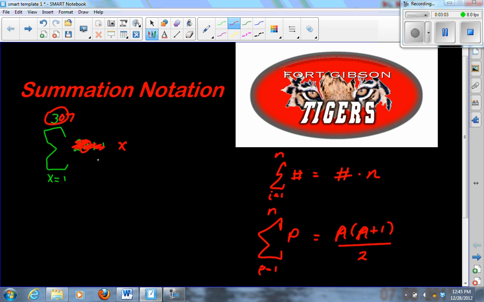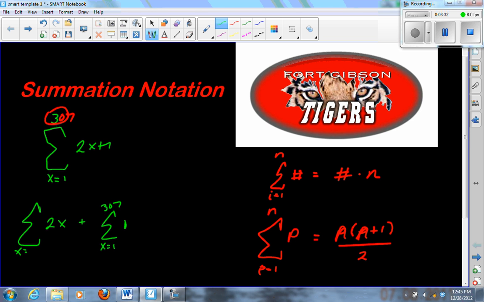Well, and then there are times when you can put those together. In this case right here, the 2x plus 1. So you can split this up just like with derivatives. You're allowed to split this sum up. So I have the sum of 2x and the sum of 1. And this would be from 1 to 307.